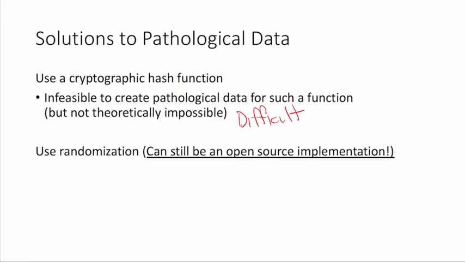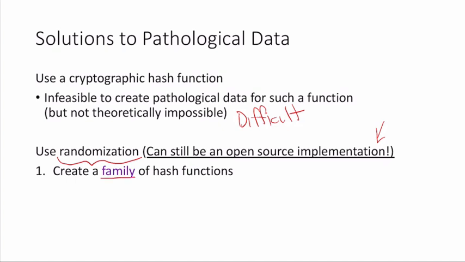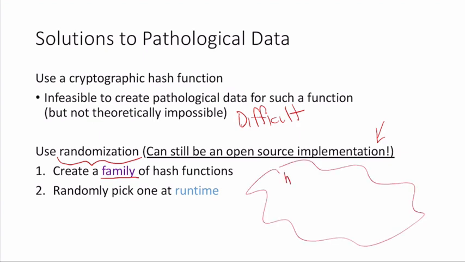We're still going to have something here that's an open source implementation. It can be publicly viewed by everybody, but it's going to use some randomization. So instead of having a single hash function, we're going to have a family of hash functions. And then at runtime, we're going to randomly pick one. Let's say I have 400 hash functions in here: hash function 1, hash function 2, hash function 3, all the way up to hash function 400.